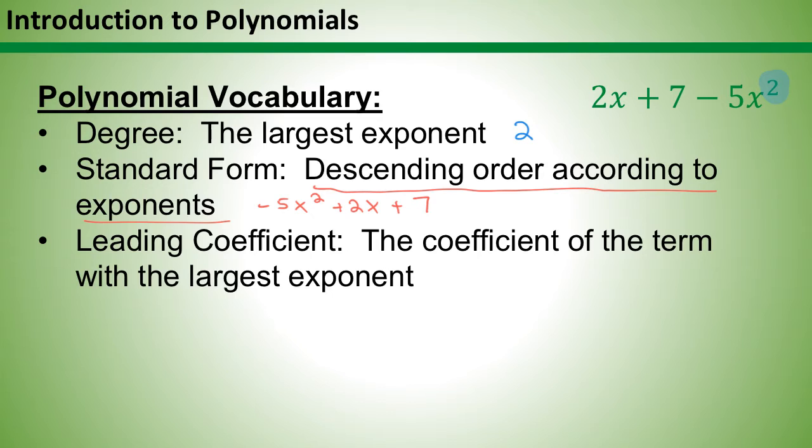And then leading coefficient is always just going to be the term in front of the term with the biggest exponent. So in this case, negative 5 is going to be the leading coefficient of this one.